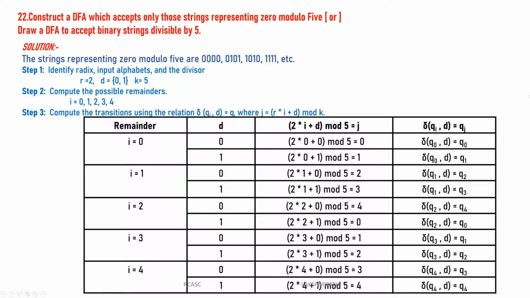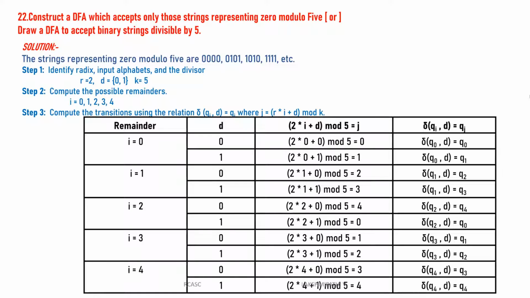These remainders will be the states of your DFA: Q0, Q1, Q2, Q3, Q4. This is the Q0 state, this is the Q1 state, then the Q3 state. Q0 state, Q1 state, Q2 state, Q3 state, and Q4 state. Then what are the input symbols? D is equal to 0, 1. For the Q0 state, there are 2 inputs, so we check the possibilities: Q0 of 0 and Q0 of 1. Then Q1 of 0, then Q1 of 1. Then the Q2 state means Q2 of 0, Q2 of 1. Then Q3 means Q3 of 0, then Q3 of 1. Then Q4 means Q4 of 0, then Q4 of 1.